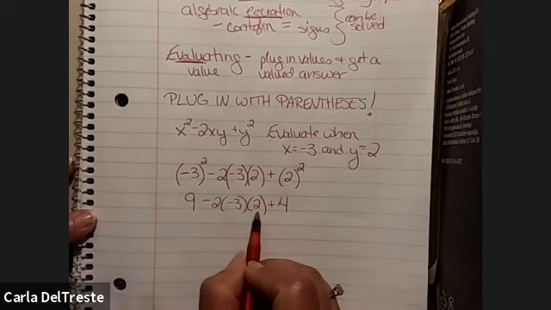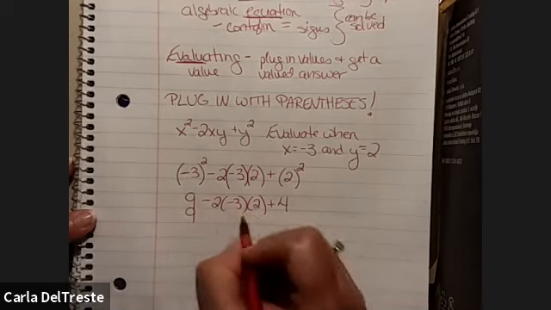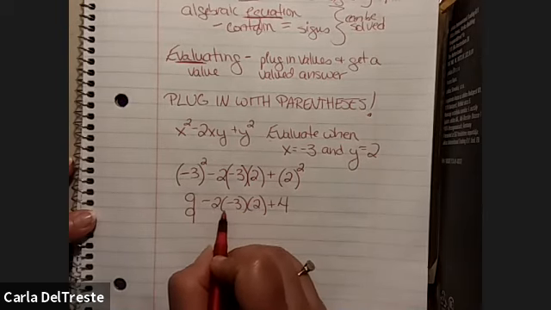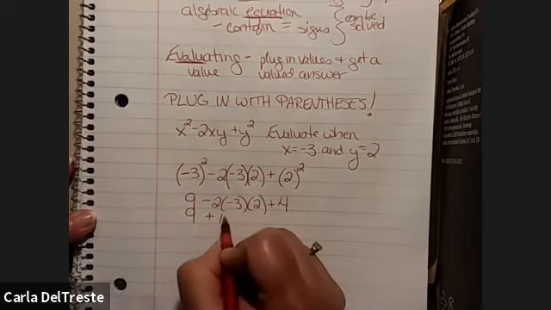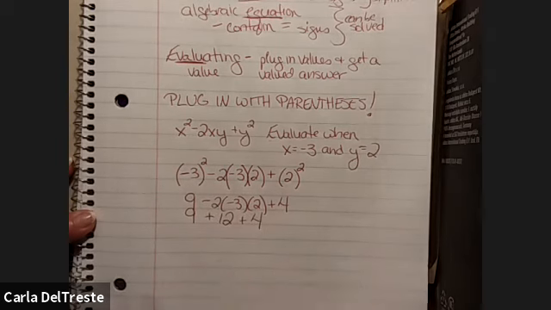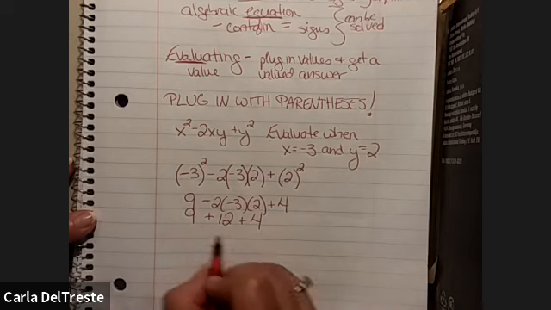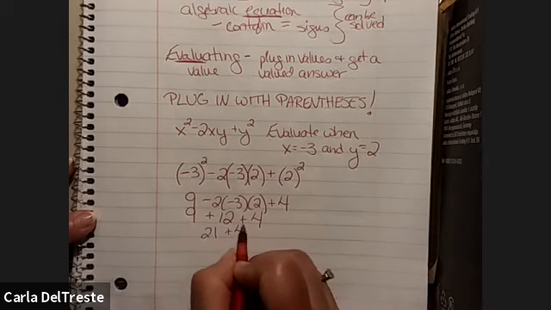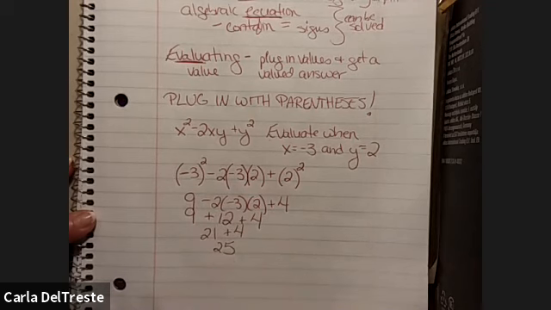Then we do the multiplication here. This is going to be 9. Negative 2 times negative 3 is 6. 6 times 2 is plus 12. And then I do all the addition here. 9 plus 12 is 21. And then 21 plus 4 is 25. The parentheses were very important here.